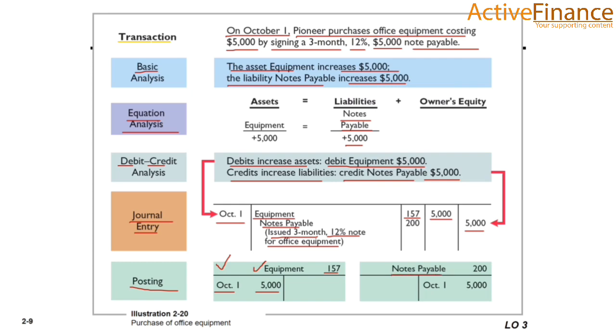This is the fourth account, notes payable. This is the account number 200, and if the liabilities increase, they will be recorded on the credit side. So we will record 5,000 on the credit side.